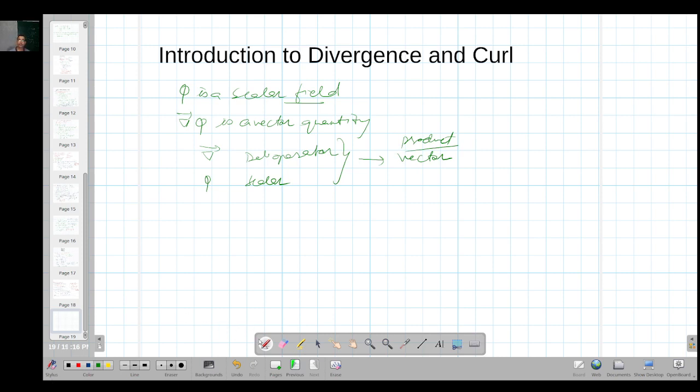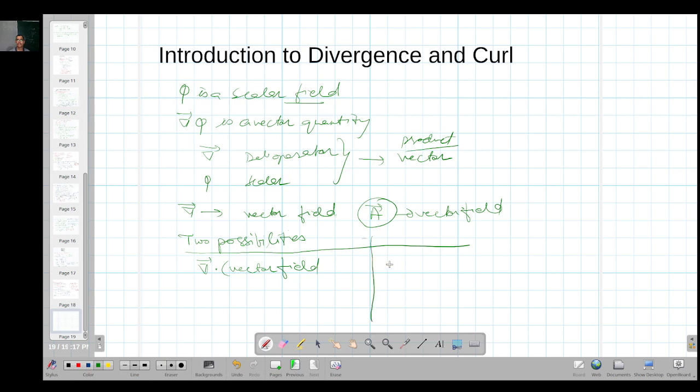But there is a possibility, if this del operator operates on some vector field, say, it is a vector field, then there are two possibilities. First possibility is del dot some vector field, and the second is del cross some vector field. So these are the two possibilities I am talking about.